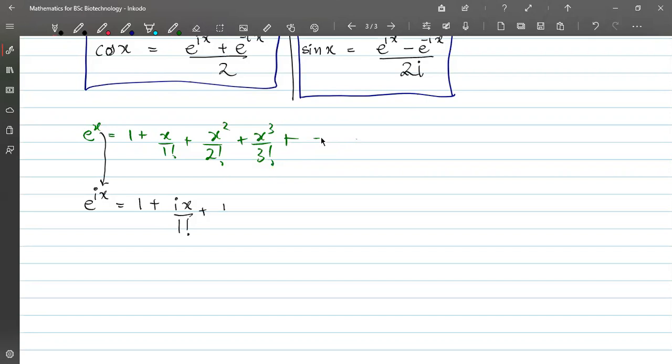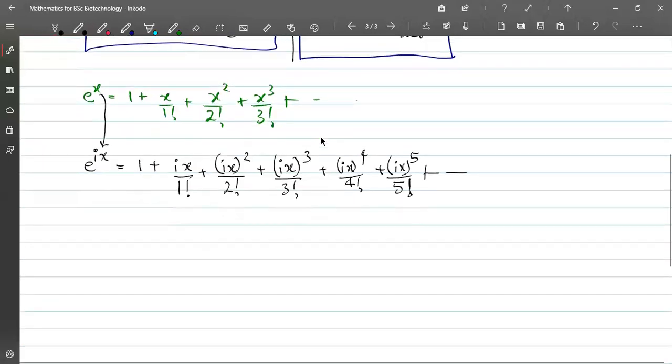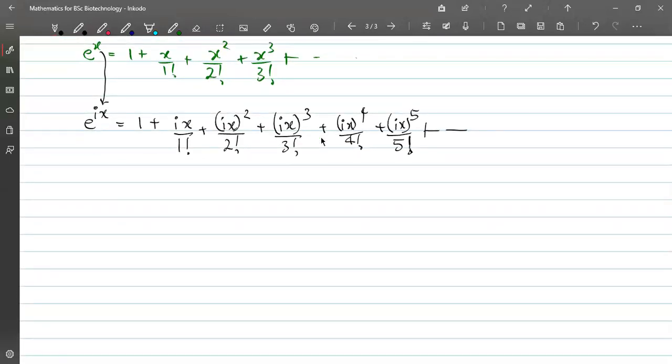Okay, I'll write this step first and then simplify. Ix the whole square by 2 factorial. Actually, we'll need more terms to see the pattern. So ix cube by 3 factorial, and the next term will be ix to the 4 upon 4 factorial and ix to the 5 upon 5 factorial and so on. I'm just writing more terms so you can see the pattern more clearly in the next step.